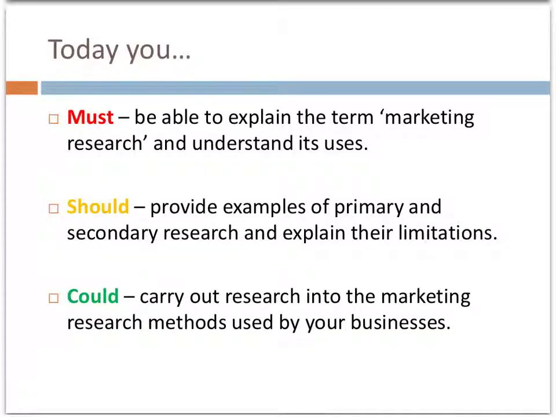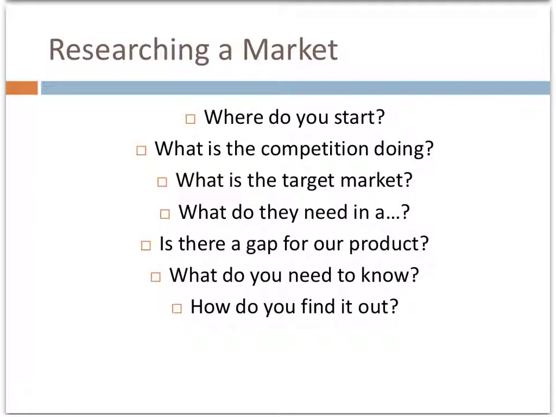In this task you need to be able to explain the term market research and understand its uses. This is particularly important when it comes to P4, which we'll be moving on to quite quickly. You must be able to provide examples of primary and secondary research and explain the limitations. And you should carry out or could carry out research into the market research methods used by Apple and Coca-Cola. You need to bring those to the next lesson.